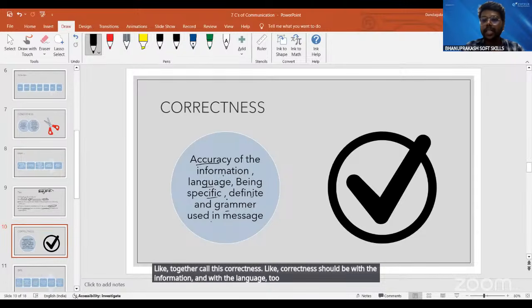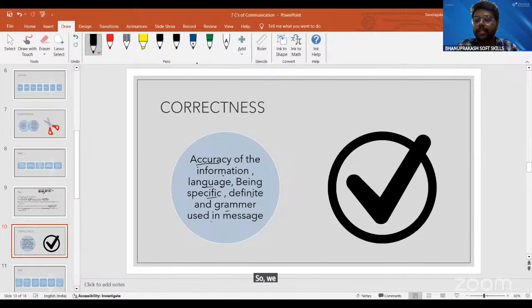As we are using the English language, we apply a lot of words related to Telugu. So you should not use that. And yes, definite and grammar. Grammar is the most important part while communicating.